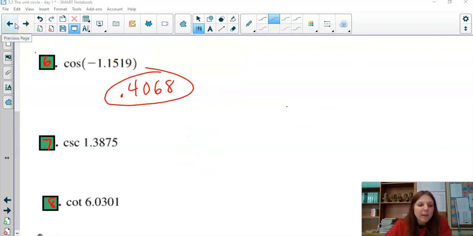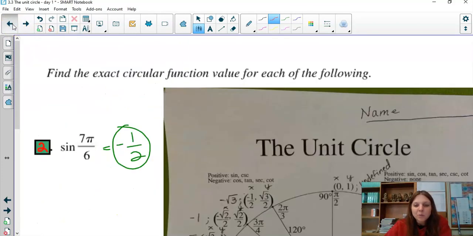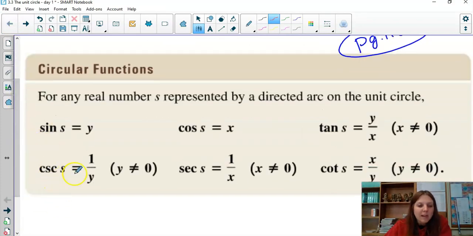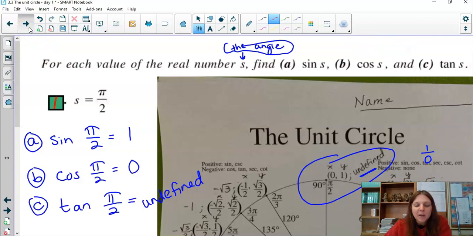Okay, the next question is a cosecant, which we don't have the button for. So I'm going to flip back to my unit circle chart, and I'm going to see what goes with the cosecant. It's been a while since we've talked about this, but the cosecant always goes with the sine, and it's 1 divided by. So I'm going to have to do 1 divided by the sine in order to type it into my calculator.